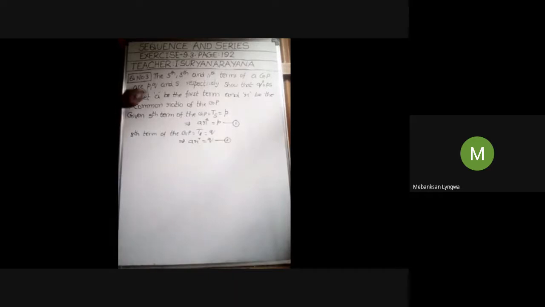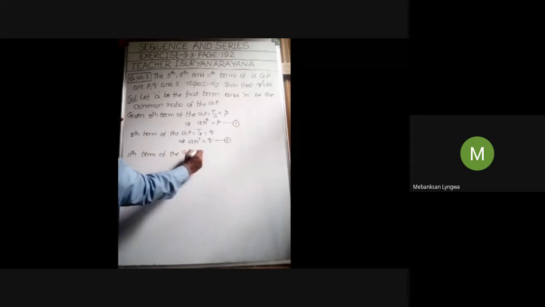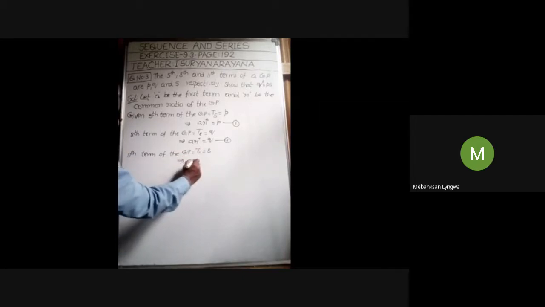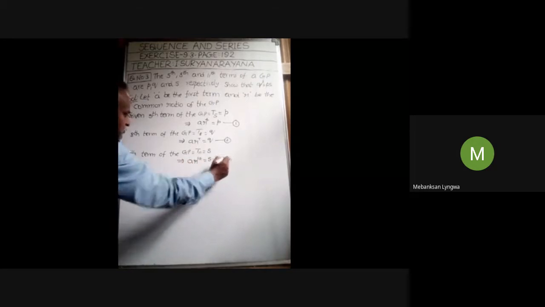Okay, my children. Now come to the 11th term of the geometric progression. T11 is equal to S. How do you write 11th term of the geometric progression? A r power 10. Yes or no, my children? Is equal to S. Consider this result as equation 3. Now we have to prove that Q square is equal to PS.